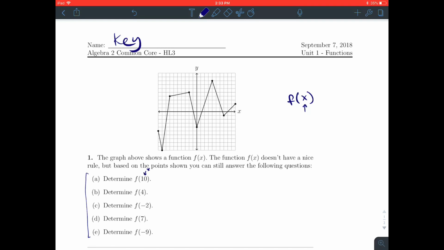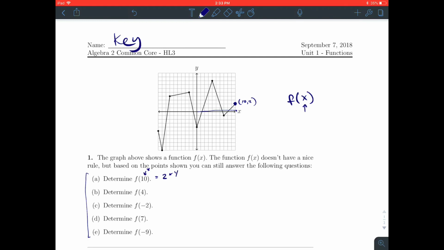So because this is x, we can go to x equals 10 on the graph, which is right here, and then find the point on the graph that matches up with that. So when x is 10, the output is 2, because we have the point (10, 2) here. So this is the y-coordinate.